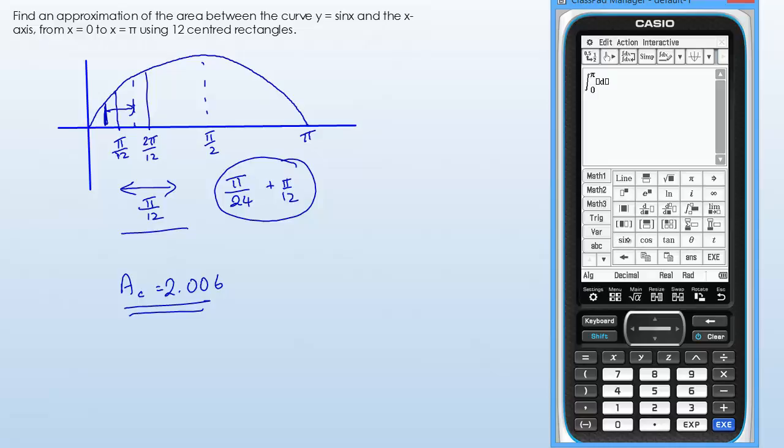So we're going to have sine x, and we're going to integrate that with respect to x, and the answer is 2. So our approximation was 2.006.